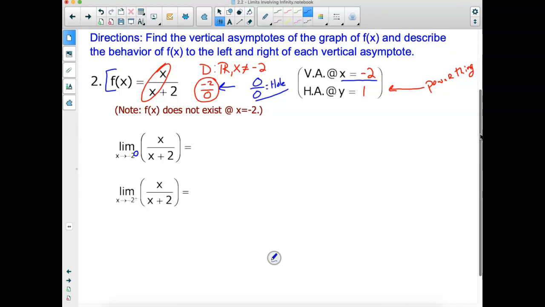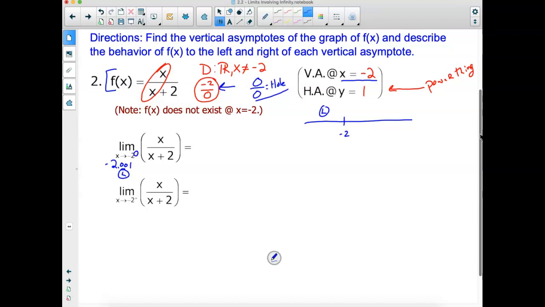Okay, from the left. Well, some people have a hard time with this. Let me throw a number line here, -2. This is the left side of -2. So the left side of -2 would be a really small number, maybe like -2.001. That would be just to the left of it. Okay, this is a left-sided limit.